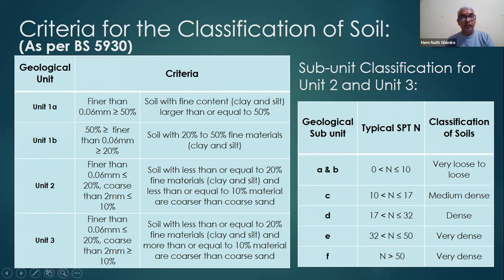So these are the different types of main units: unit 1A, 1B, 2, and 3. This is specified in the project specification. And then for unit 2 and unit 3, there is a subdivision, which is as per the SPT value. So the main unit was as per the fines content and coarse content of the material, and the subdivision is as per the SPT.